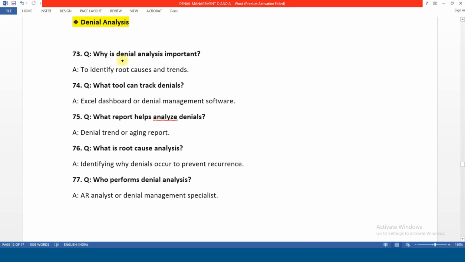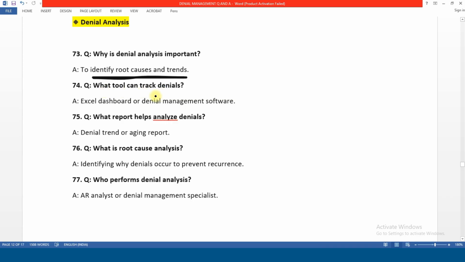Now we will see denial analysis related Q&A. Okay. So why is denial analysis important? To identify root causes and trends. So to identify root causes and trends, we need to perform the denial analysis.